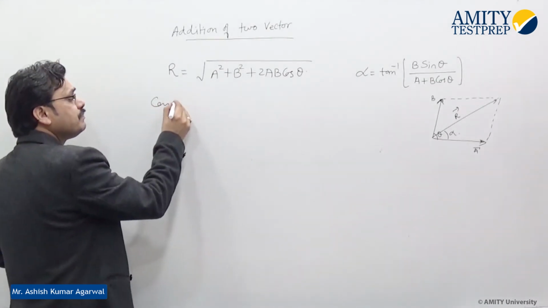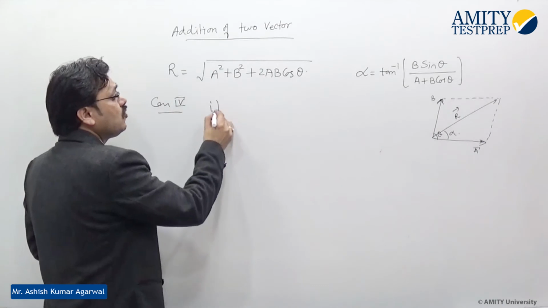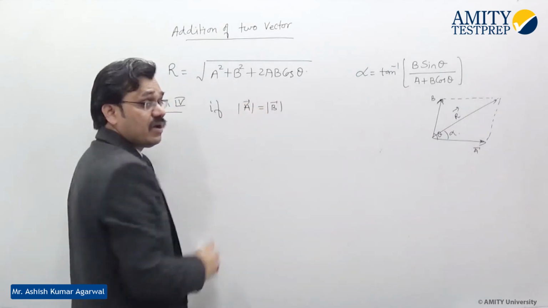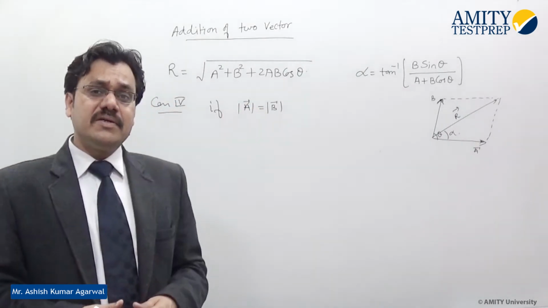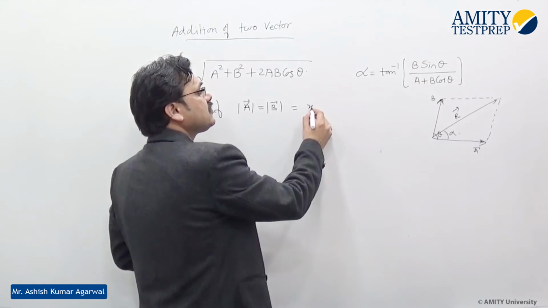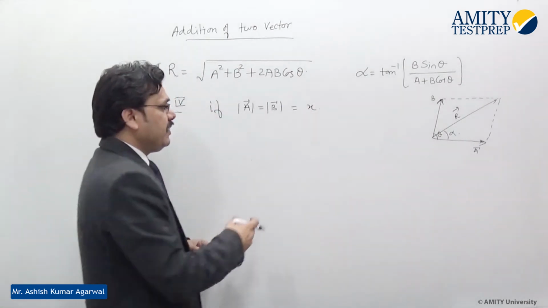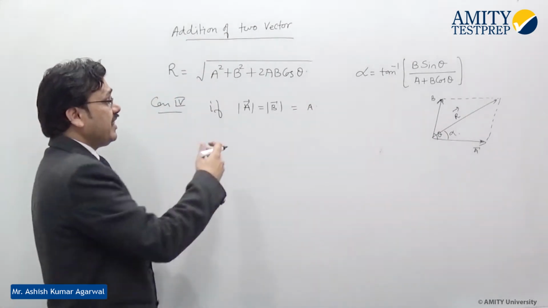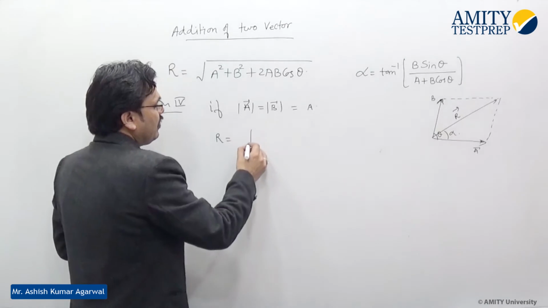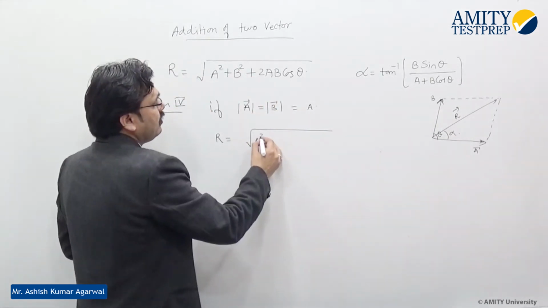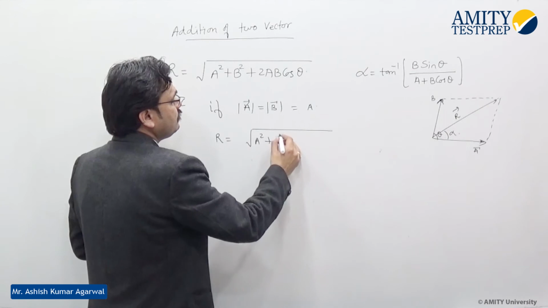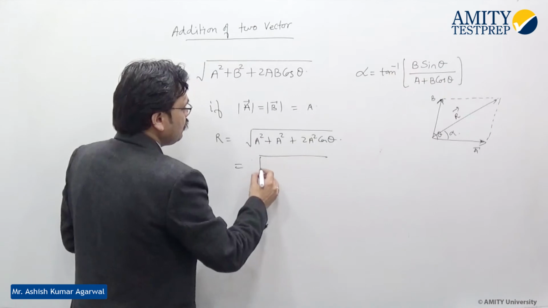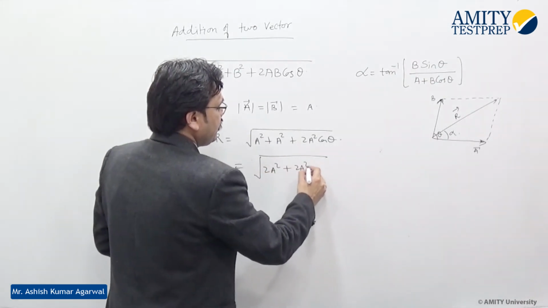In case 4, if the two vectors are equal in magnitude, suppose let it be x or it may be a, so in that case you have to apply it here, a square in place of b, you can write a also. It is 2a square plus 2a square cos theta.